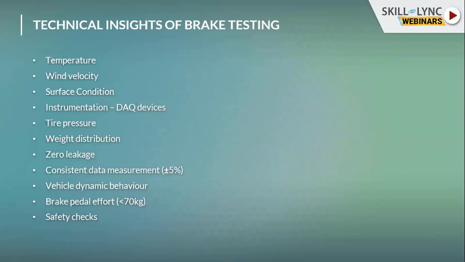So next is the consistent data measurement. On performing the brake test, we'll be testing many parameters, which I'll be coming to in the next slides. The data which has to be measured, the numeric values, has to be in a bandwidth of plus or minus 5%. We have to take three consistent readings for all data, and the three readings should be in a bandwidth of plus or minus 5%.